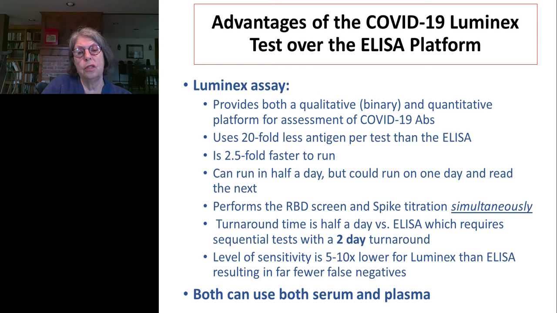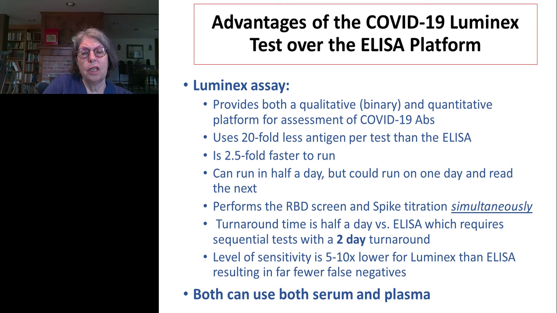It uses 20-fold less antigen per test than the ELISA. It is at least 2.5-fold faster to run, actually even faster than that. It can run in half a day or 2 hours. Half a day if you include the time it takes to dilute the samples, but if you have a robotic system, that is done for you. But it can run in less than 1 day.